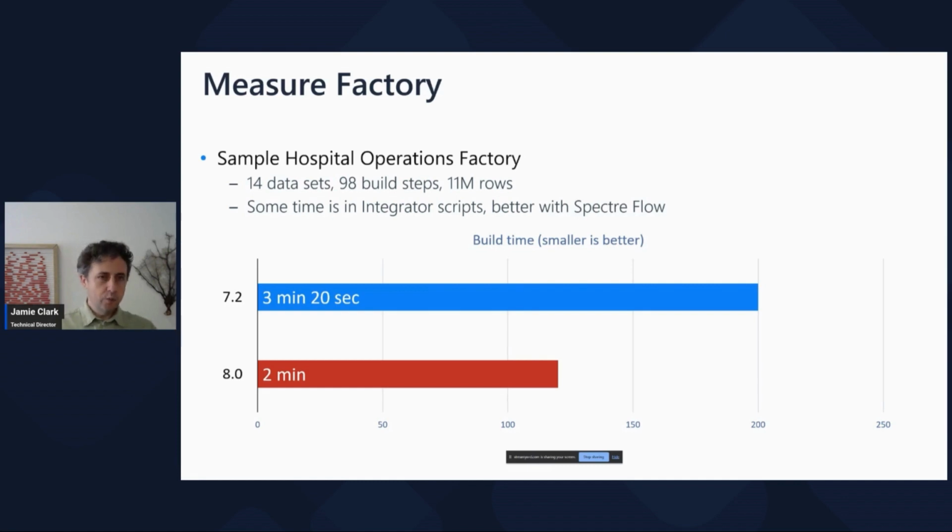Spectre 8.0 does this all as one process. Instead of breaking it up into steps, it pretty much lines the whole thing up as one giant flow. It runs that from beginning to end in process. It doesn't need to write out those intermediate CBases, and that's a big improvement.